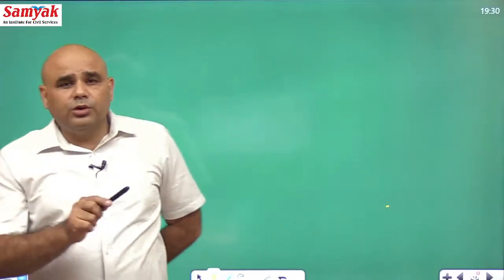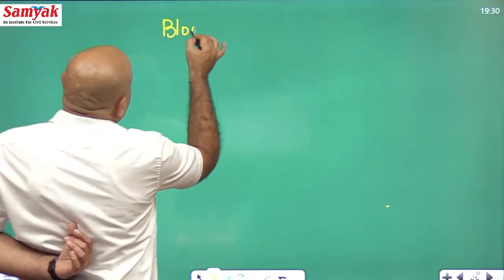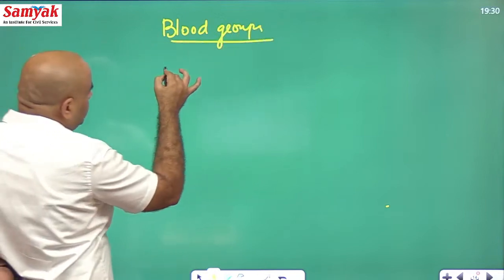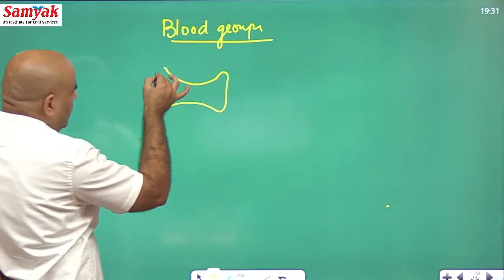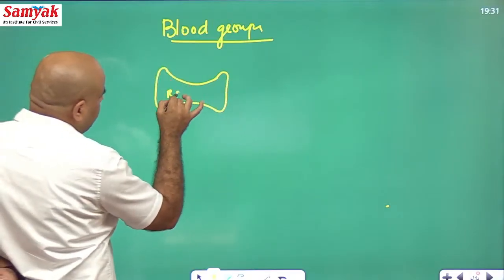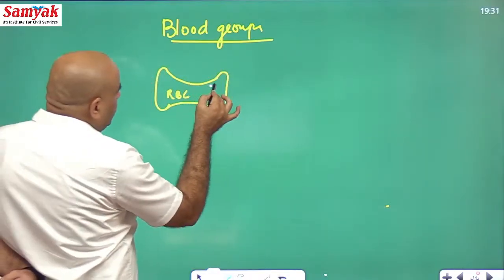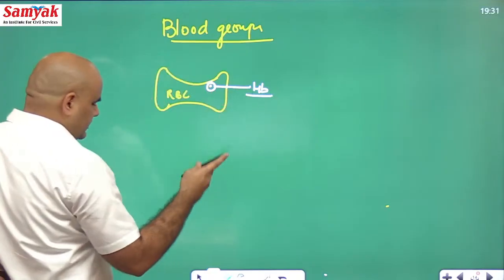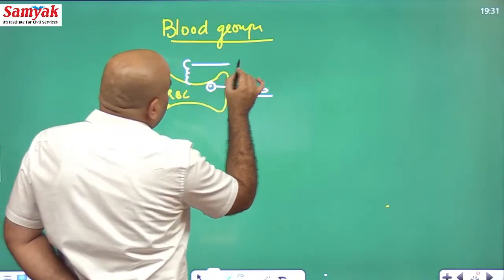With this, one more thing, you people are very well aware about blood groups. Now, most of you are aware of this concept also, that on our RBCs, there are two things you need to remember. One is, on the RBC, there is hemoglobin. About this, we have talked yesterday. Other than this, our RBCs are provided with glycoproteins.